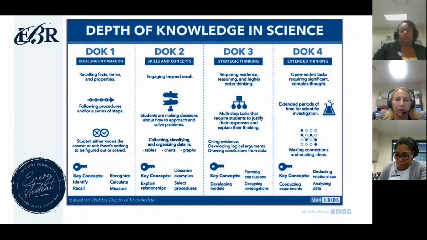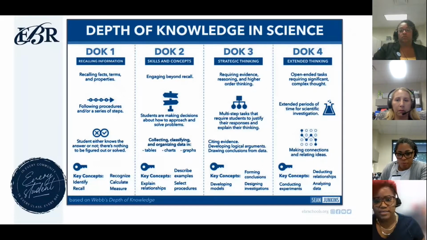Collecting, classifying, and organizing data using tables, charts, and graphs. And the key concepts for that are explaining relationships, describing examples, and select procedures.